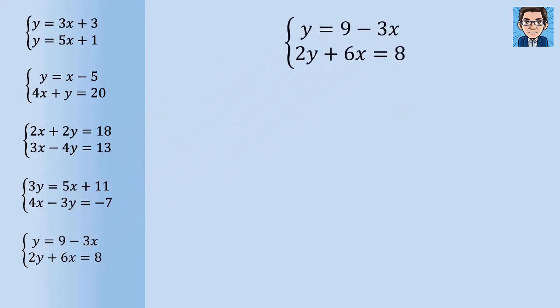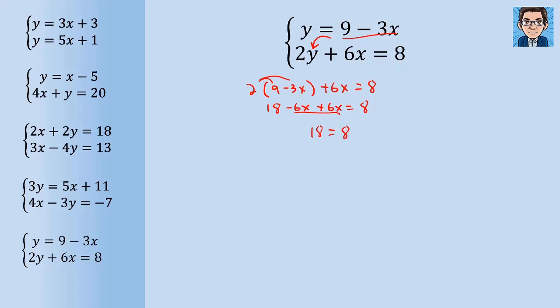Okay, and for our last equation, we've got y equals 9 minus 3x. So we're going to take 9 minus 3x and put it in for y into the second equation. So we get 2 times (9 minus 3x) plus 6x equals 8. Distribute the 2. 18 minus 6x plus 6x equals 8. The minus 6x and plus 6x are on the same side of the equation, so we can combine like terms, and these cancel each other out, and we get 18 equals 8.